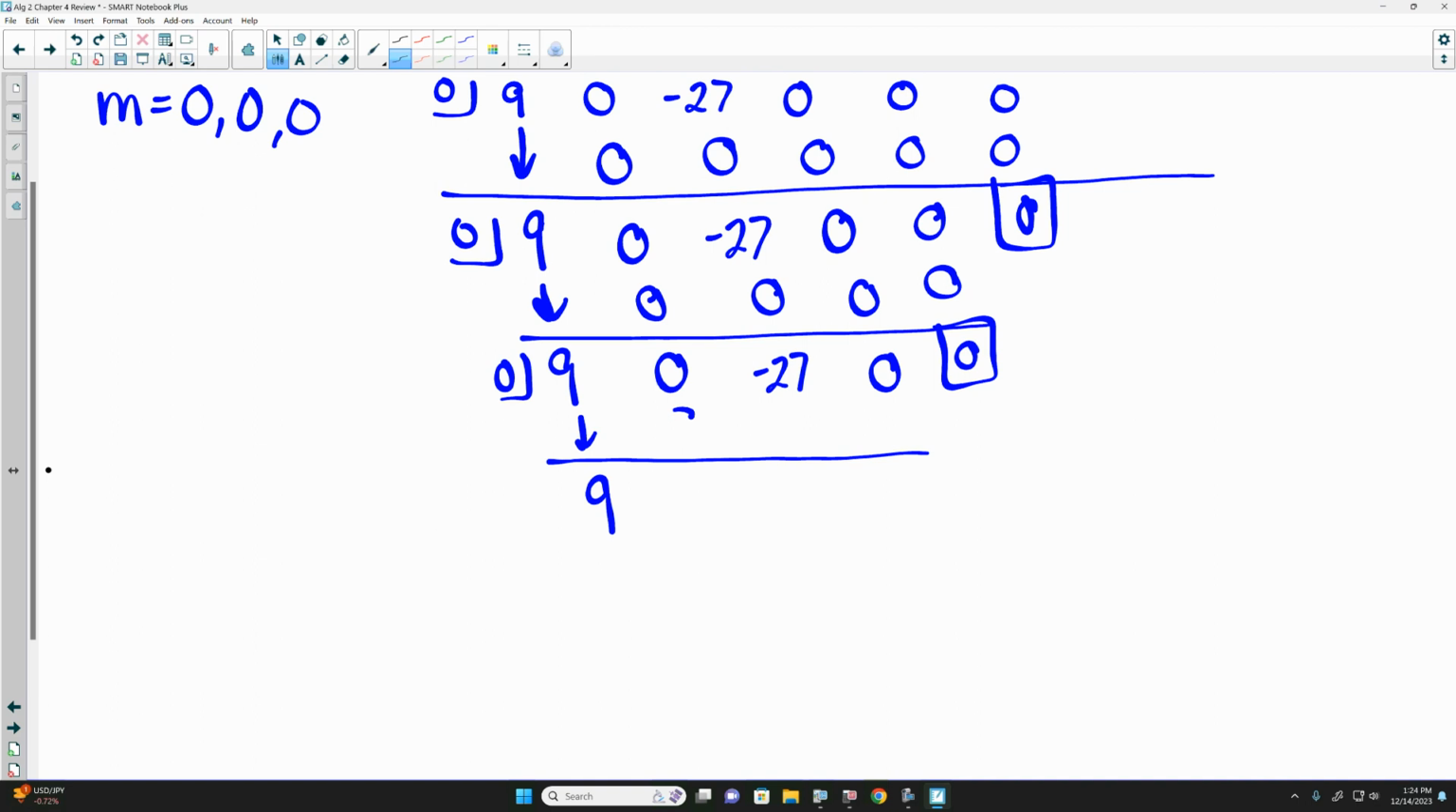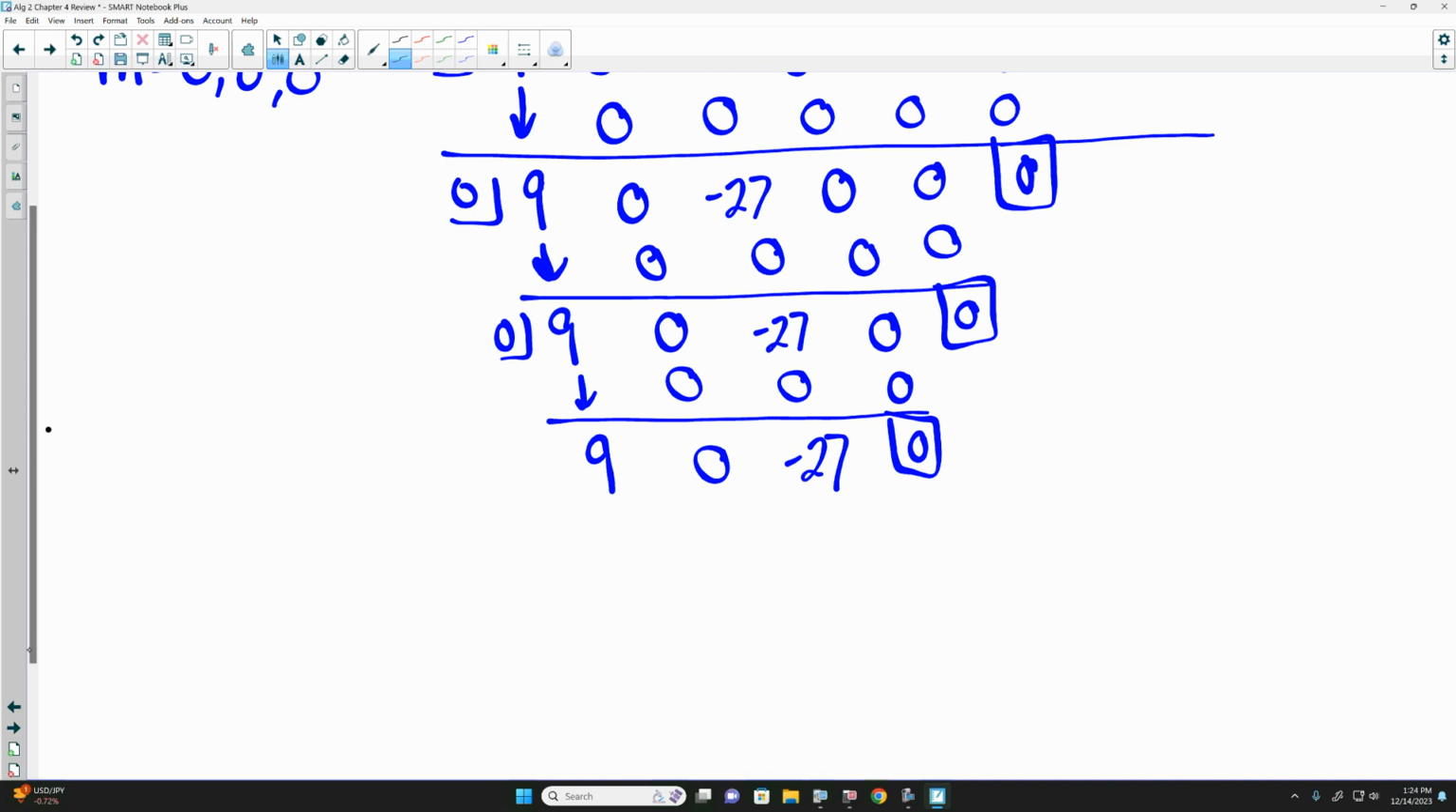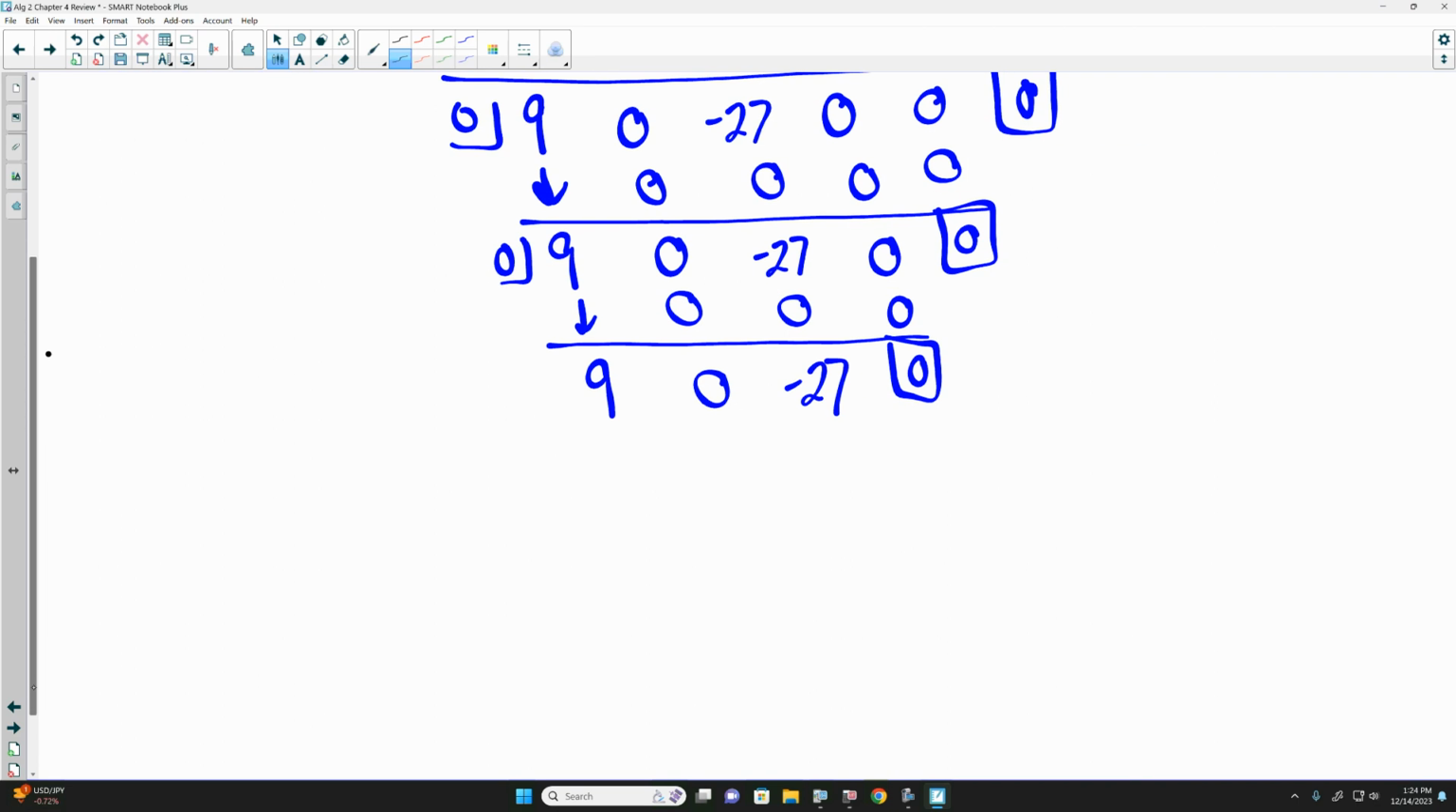0 times 9 is 0 plus 0. 0 times 0. Negative 27 plus 0 is negative 27. 0 times negative 27 is 0, and 0 plus 0 is 0. Negative 27 is our constant. So if we tried 0 again, it wouldn't work, because just like all the previous ones, we keep getting 0, and we would need a 0 at the end to finish this. But we get to this point here.